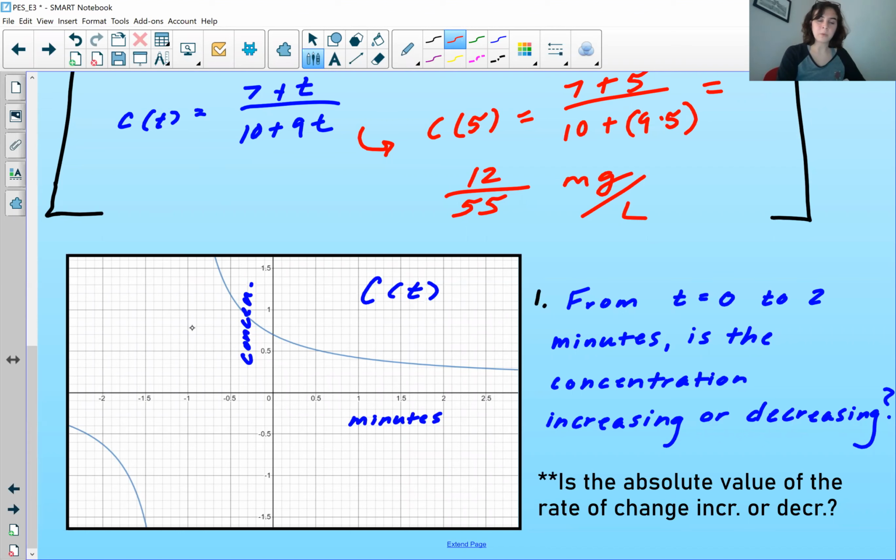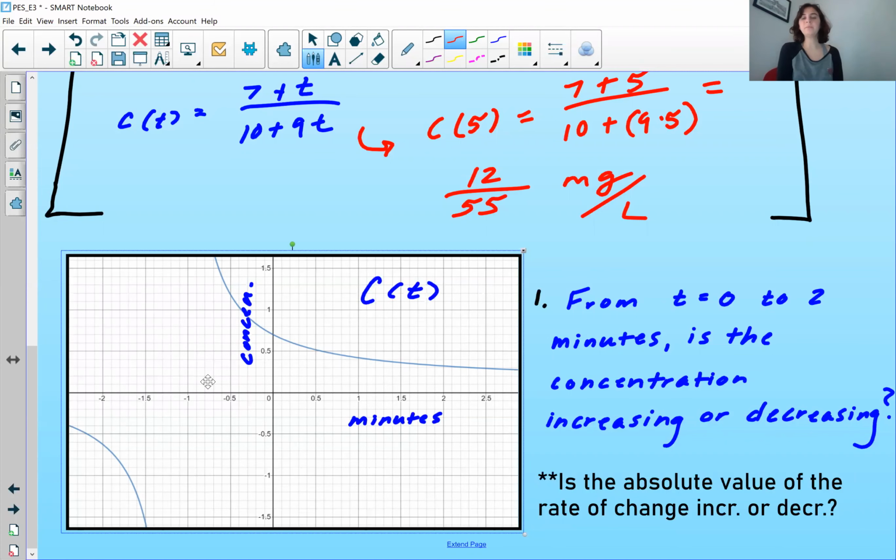So if we actually model this, I went ahead and plugged it in on Desmos. Now keep in mind, we can't have negative time, so anything to the left of 0 is not in our domain, but it's just kind of hanging out here for now. On our y-axis, in our outputs, we have concentration, and then our x-axis is going to be time in minutes, and this is kind of what our curve is looking like over time.